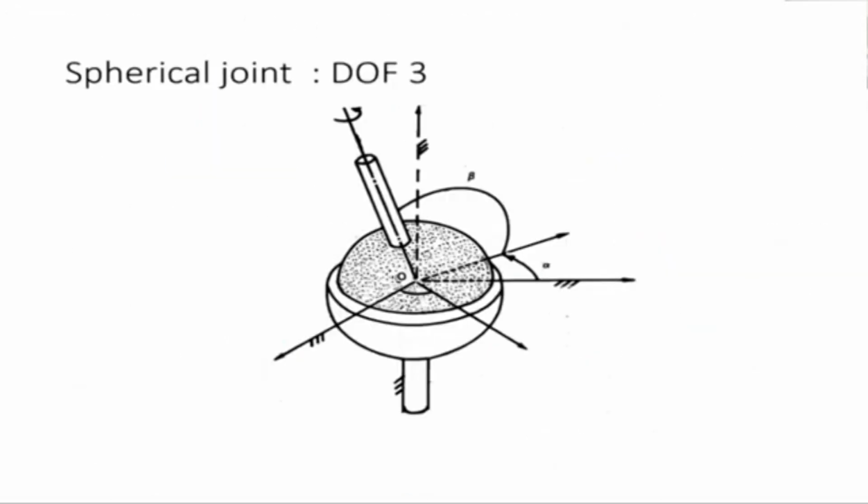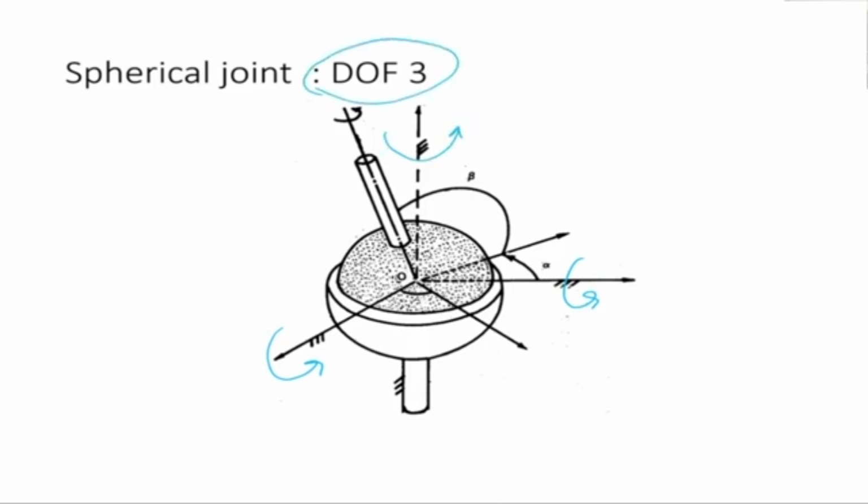Now the other kind of joint is a spherical joint, which has 3 degrees of freedom. It is also called a ball and socket joint because of the structure, that there is a ball which is inside a cup or a socket, and it can rotate. This one has 3 degrees of freedom, and it can rotate about the x-axis, it can rotate about the y-axis, and it can rotate about the z-axis. So it has 3 degrees of freedom.